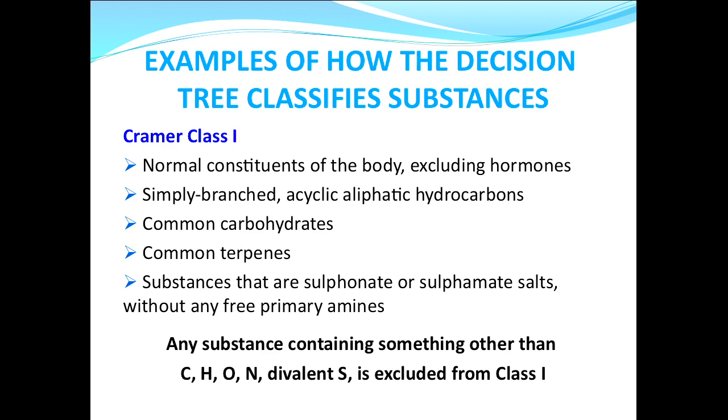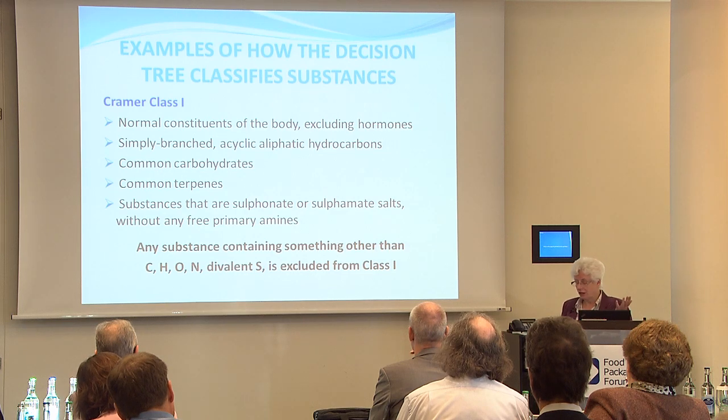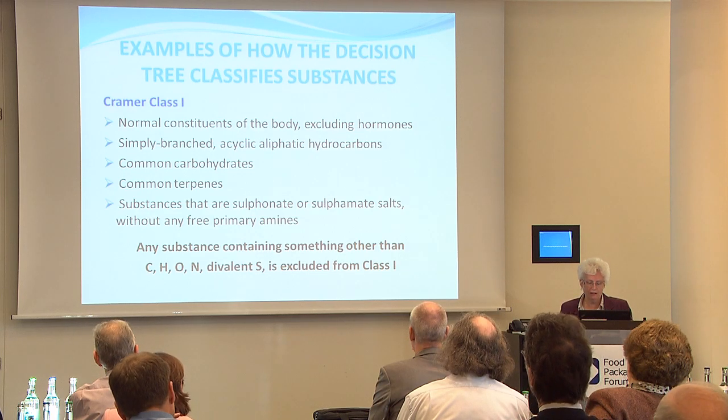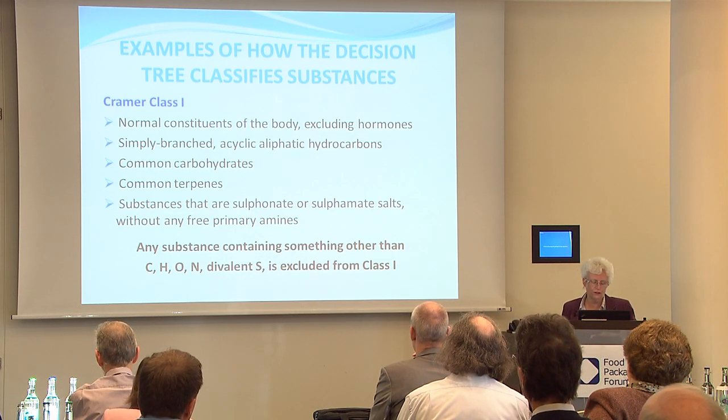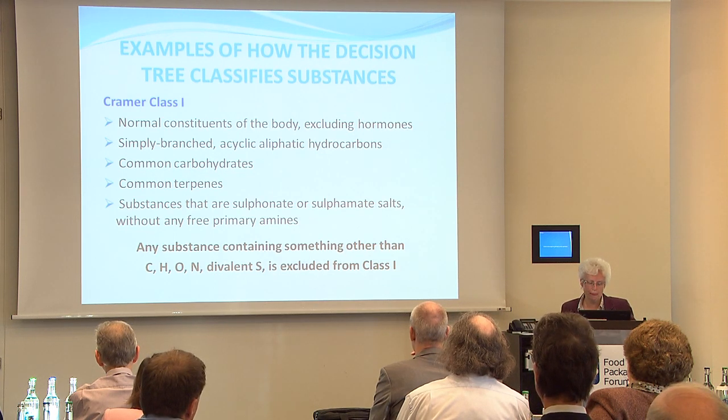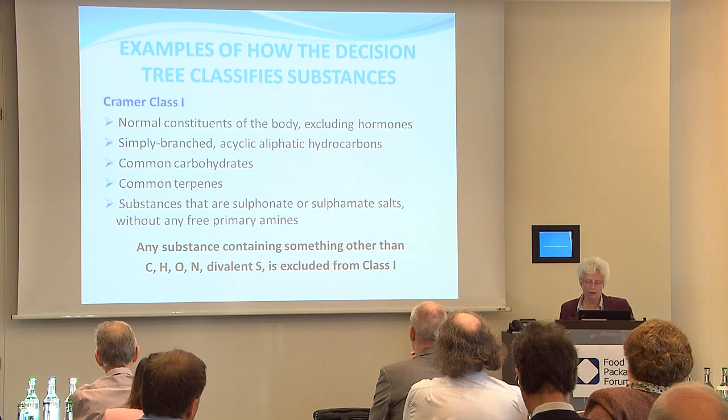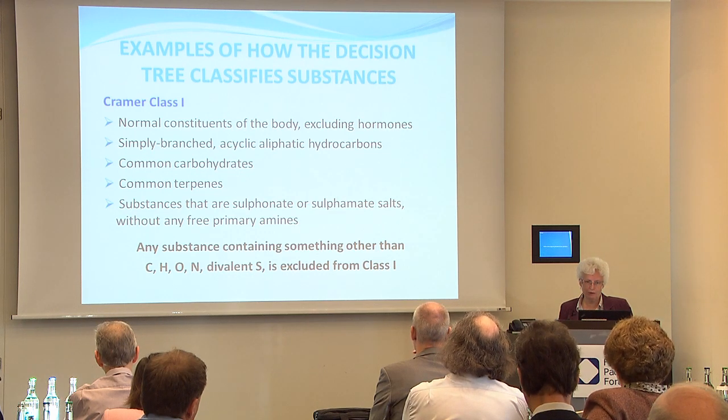Simply branched acyclic aliphatic hydrocarbons would be class one, common carbohydrates and terpenes, and substances that are sulfonate or sulfamate salts without any free primary amines. These would all fall into class one. But the key thing when you're thinking about TTC is this bottom line here, which is that any substance that has anything other than carbon, hydrogen, oxygen, nitrogen, or divalent sulfur is excluded from class one. And that applies, of course, to many, many chemicals. So you can see why it is that not so many chemicals fall out into class one, even fewer into class two, and the majority of chemicals will fall into class three.